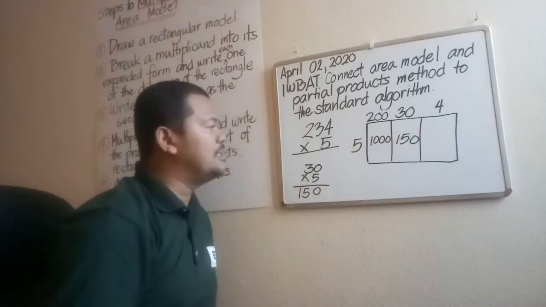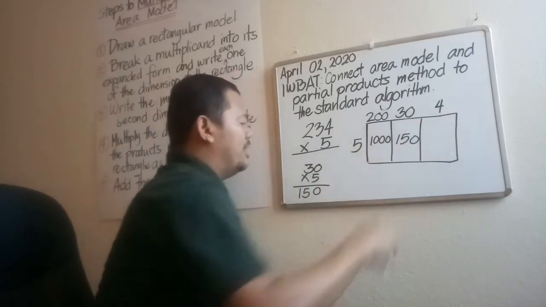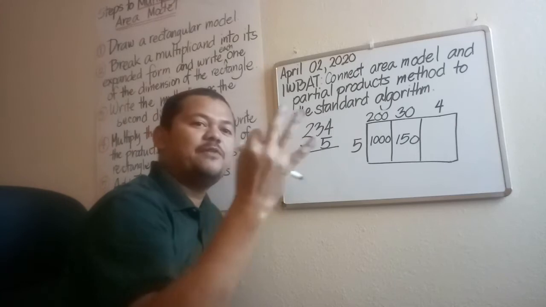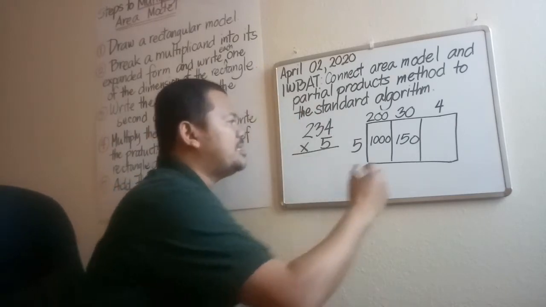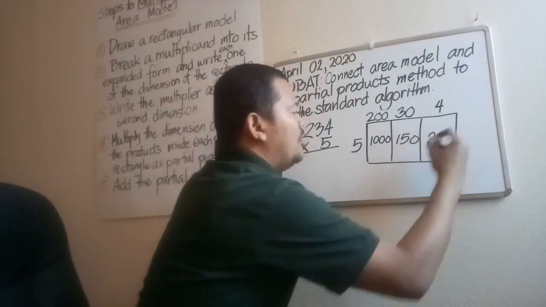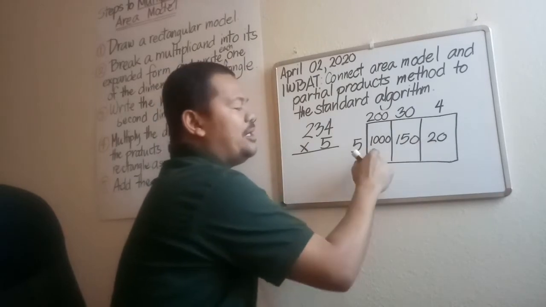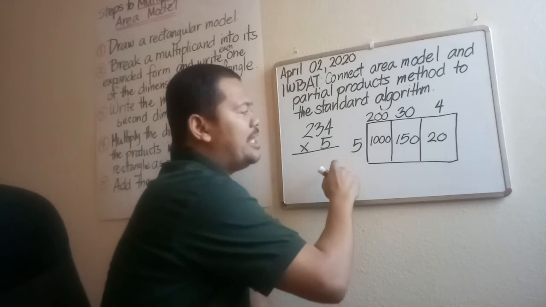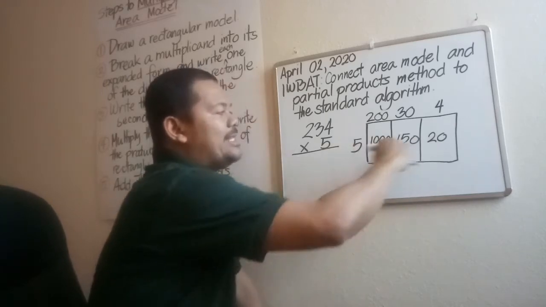There you go. Next, 5 times 4. Let's count by 5. 5, 10, 15, 20. The answer is 20. So here are your partial products. Okay, so the next thing that we're going to do is to add them all together.